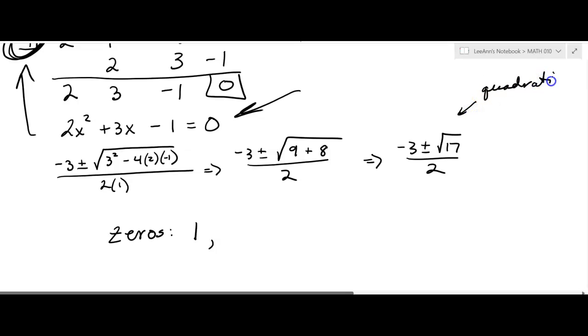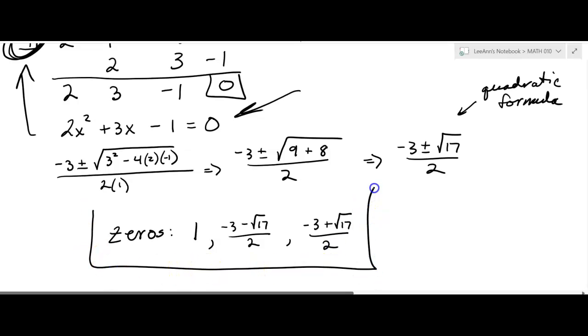So now that we know the quadratic formula, we can pull that out anytime we need to solve a quadratic equation. Okay, so negative 3 minus the square root of 17 over 2. I would just write it like that. And negative 3 plus the square root of 17 over 2. And these are all real numbers, and those are the zeros for this polynomial.